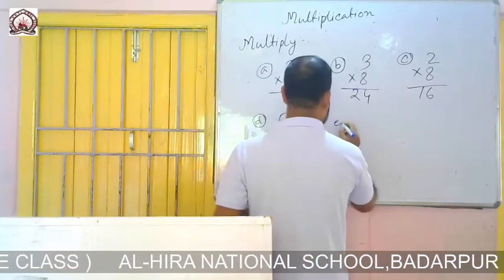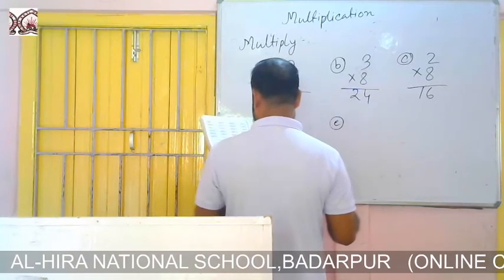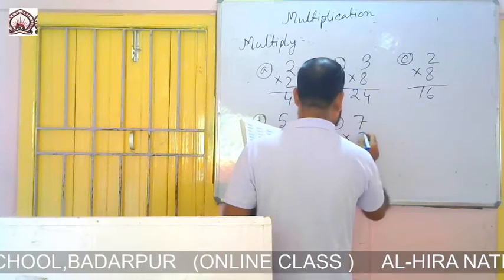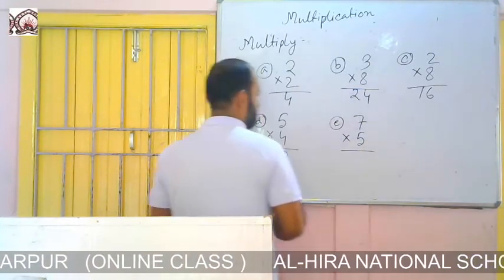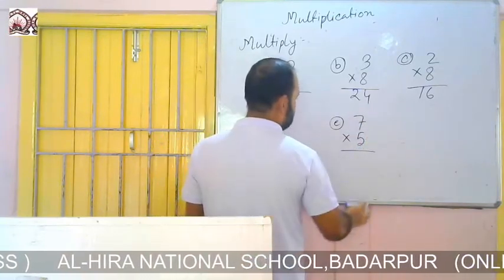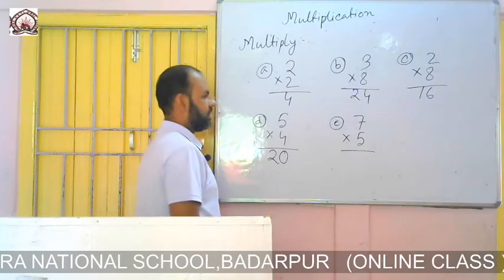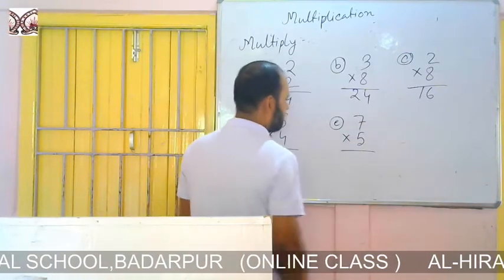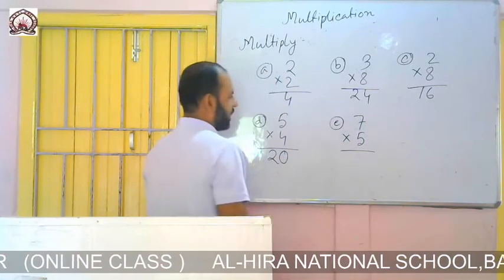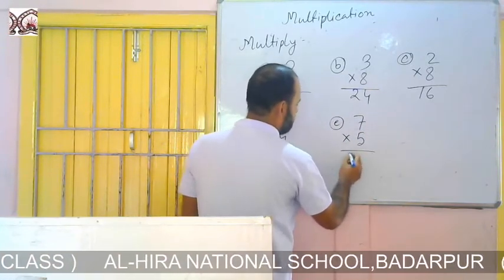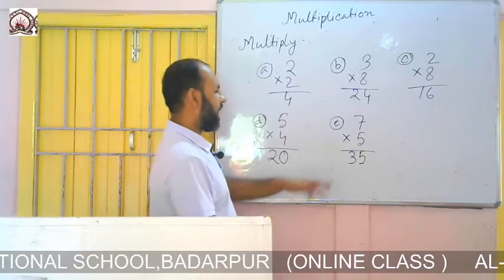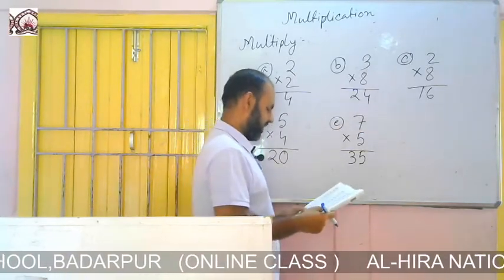Next, question number E, 7 into 5. So we count table number either 7 or 5. If we count table number 7, 7 1 is 7, 7 2s are 14, 7 3s are 21, 7 4s are 28, 7 5s are 35. And if we count table number 5, then 5 7s are 35.